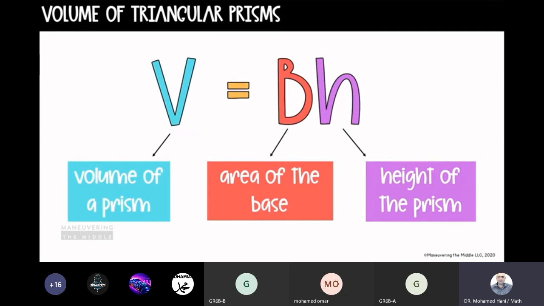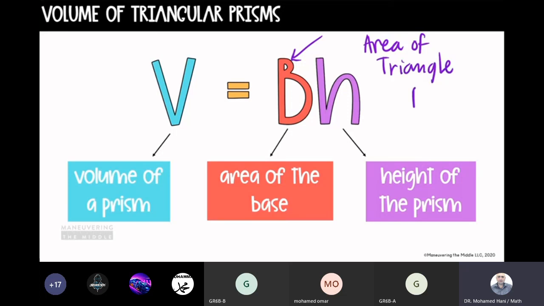Triangular prisms also have the same formula as rectangular prisms, but there's a slight difference. We're still finding V, the volume of the prism. We're still using big B to represent the area of the base, and we're still using H to find the height of the prism. The thing that has changed is the big B right here actually represents the area of the base, which is the area of the triangle.